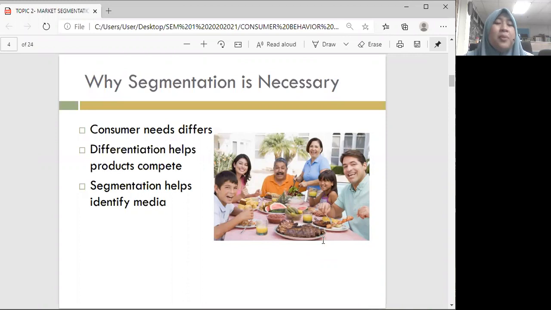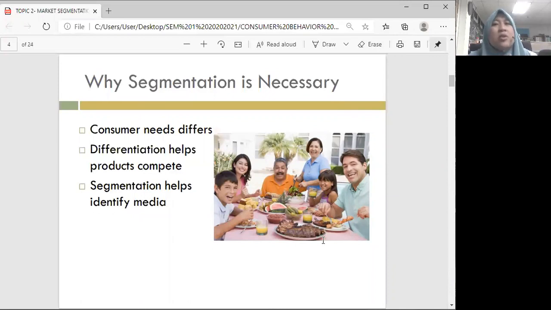So everything might go into sense. And the third one, segmentation helps identify the media, because when we want to locate, for example, segmentation for the gender example, okay, if the gender, we have to look into what kind of gender. We can hear maybe the media is using radio, for example.